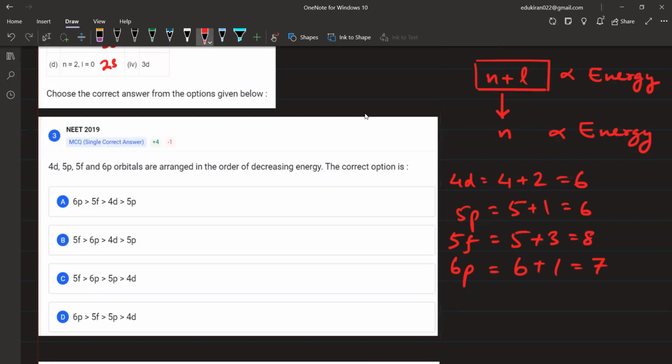So the greatest energy will be with which one here? 5f. Options b and c have 5f first. Then 6p is the same. Then between 4d and 5p, which will have more energy? Since we have the same n plus l, you will look at the value of n. Whose n is bigger? 5p's n is bigger. So 5p will have greater energy. So this c is the correct option.